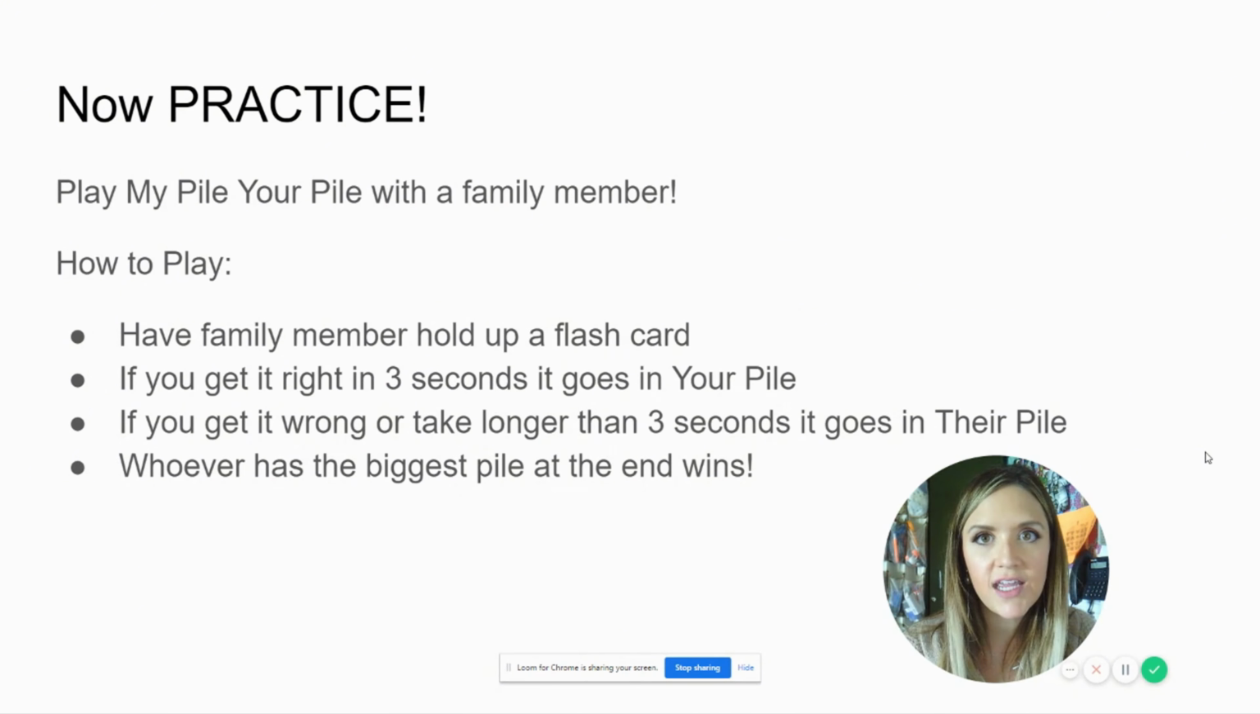And at the end, you're going to count how many cards each of you has, and the one with the most cards is the winner. The best part is when you play this a bunch of times and you get more answers right more quickly, you start winning a lot. So definitely play My Pile, Your Pile at home this week.